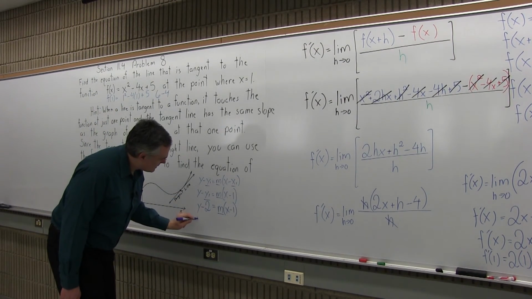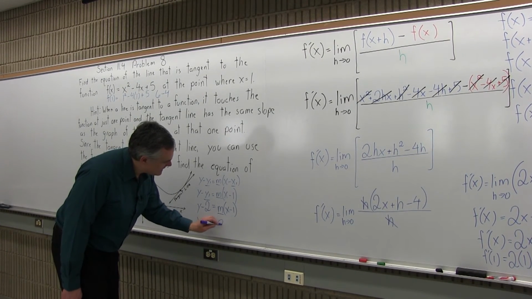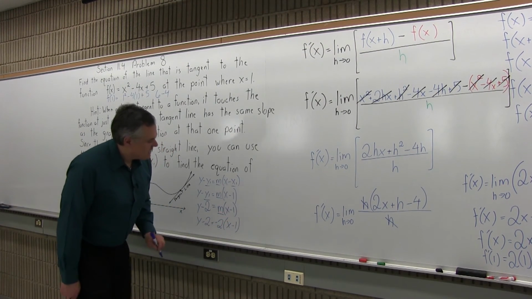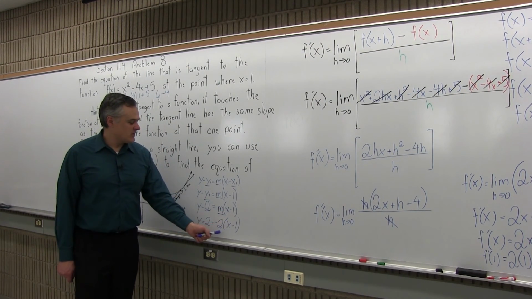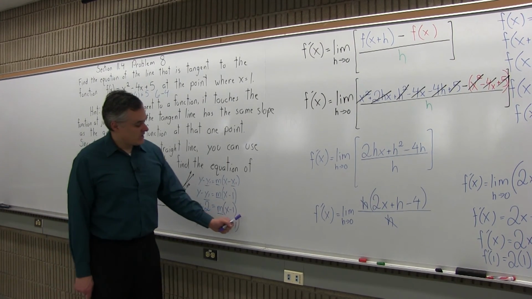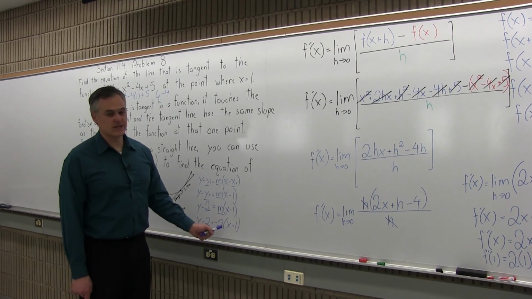It's negative 2. So my final answer is y minus 2 equals negative 2 times x minus 1. Now, this solution can be simplified. You can put it in y equals mx plus b form if you like. But this is the equation of the line that is tangent to the function they gave us at the point where x equals 1.